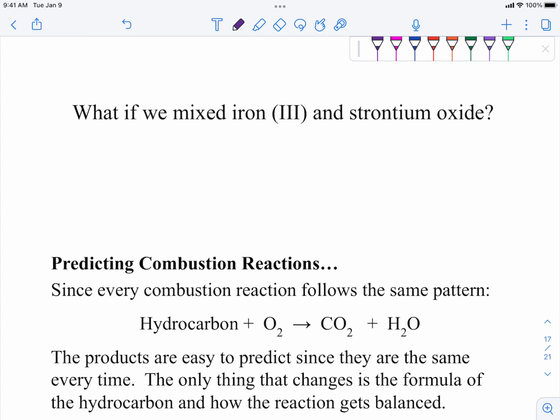What if we mixed iron and strontium oxide? So iron, they're telling you the charge will be 3. Okay, so you would start out by writing iron. Now, whenever you write the element alone, you don't write the 3 charge. That 3 charge is there to tell you what it's going to be when it is in a compound. Does that make sense? All right, so the 3 is not useful to writing what the symbol of the element is, but it will be useful when we write the product.